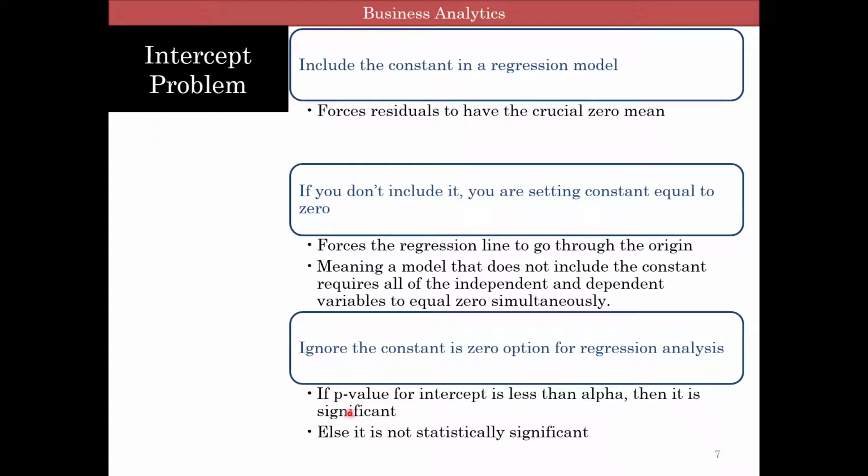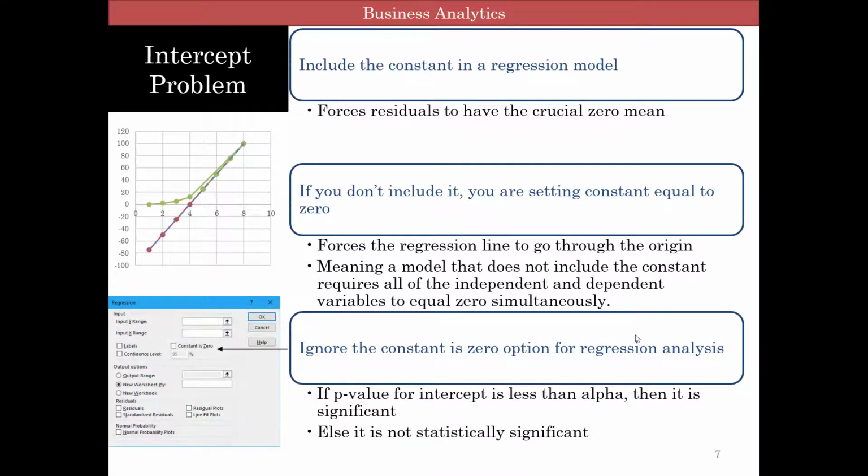So you can use the option to set the constant as 0 in regression analysis. If the p-value for the intercept is less than alpha, then the intercept is significant. Otherwise, you just mention that it's not statistically significant. Here is the method where you force the constant to be 0. Let's go to Excel and I'll show you how to do it when the constant is 0 and what the results are. You can choose not to do this and just keep the intercept as it is.